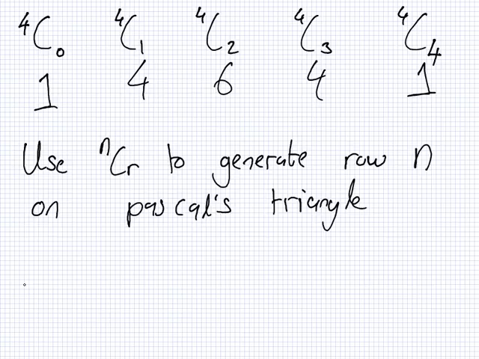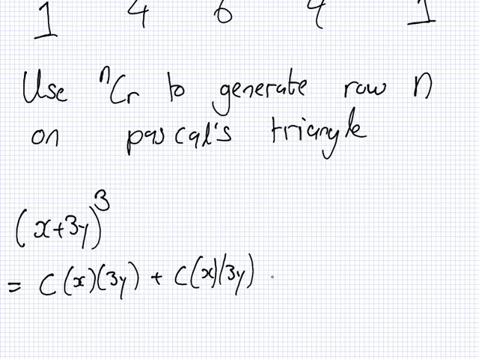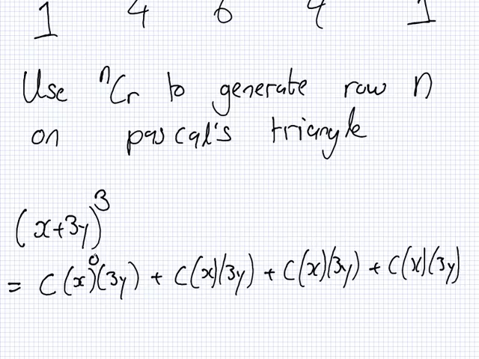Okay. So for example, we'll just do something like (x + 3y) cubed. Can I scroll down? So what you do this time, we'll write down C times x times 3y, plus C times x times 3y, plus C times x times 3y, plus C times x times 3y. We know the powers. Let's start with 0, 1, 2, 3, and then 3, 2, 1, 0.